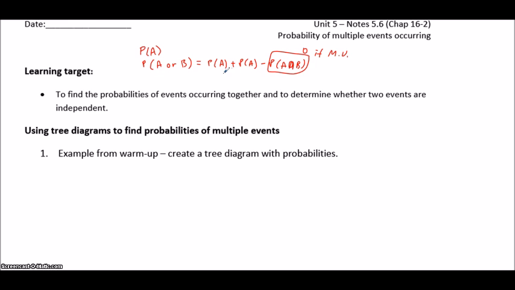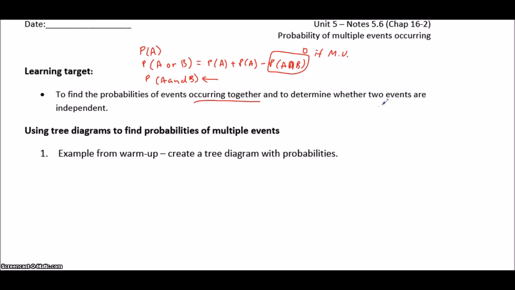If this didn't make sense, you can go ahead and watch the 7-minute review prior to this. The learning target of this lesson is actually to find the probability of events occurring together. So the missing piece from this list here is the probability of A and B occurring. And that's what we mean by occurring together. We want A and B to occur, not A or B. And so this right here is what we're going to learn about in this lesson.